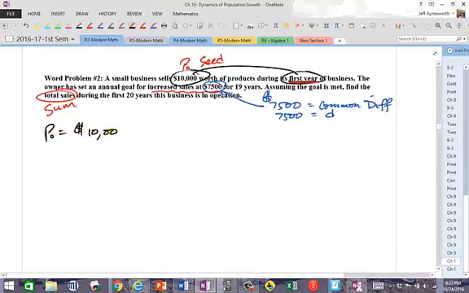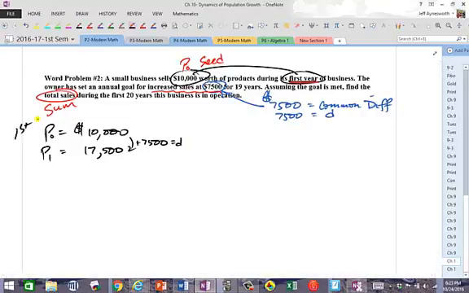Next year, P sub 1, after 1 year, you add 7,500 to that. You have 17,500 in sales. So you can see now that this is the common difference, and this represents your first term, what you start off with. It's the seed. Then after the 20th year, you have to keep on going.